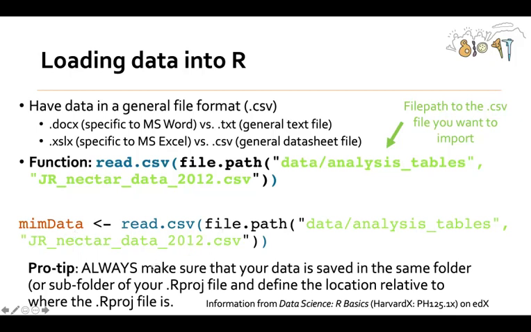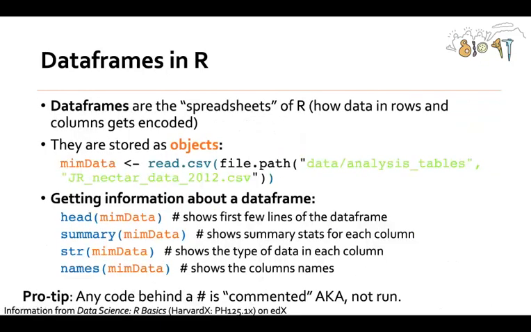As a pro tip, always make sure that your data is saved in the same folder or a subfolder of your R project file, and then define the location relative to where the R project file is. When you're running R scripts on a bunch of different computers, sometimes R can get confused about where to look. So if you always save your data in the same folder as your R script and that R project file that I explained earlier, then R will always know where to look. It's okay if you have your data in subfolders like you see here, but always make sure it's in at least the same folder or a subfolder of where that R project file is, so R doesn't get confused and lose track of where your data is.